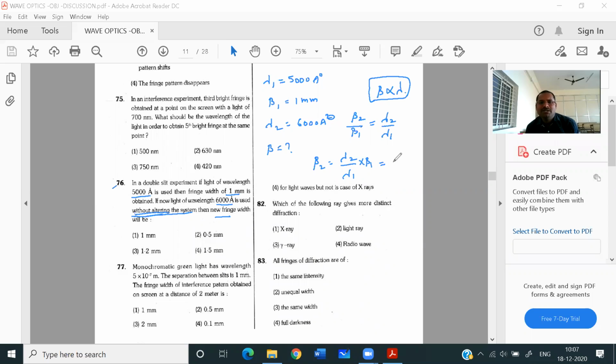What is lambda 2? Lambda 2 is 6000 angstrom. What is lambda 1? 5000 angstrom. Into what is beta 1? Beta 1 is 1 millimeter. So angstrom cancels, zeros cancel. So beta 2 is equal to 6 by 5 millimeters. 6 by 5 means how much? 1. 5 ones are 5. Point 10 is there. 5 twos are 10. So 1.2 millimeters should be the answer. Here option 3 is the right answer.